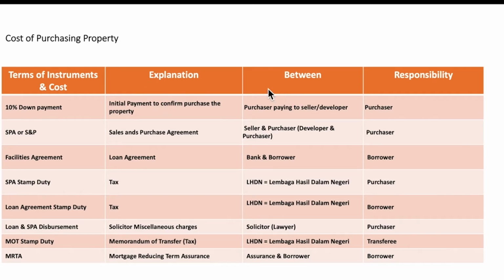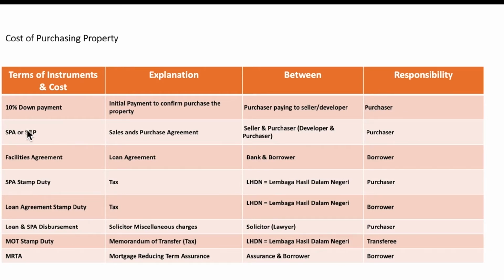This is paid by the purchaser to the seller or to the developer. It depends on whether you buy on the sub-sales or secondary market, or buy from the primary market directly from the developer. So the 10% down payment is paid to the seller or the developer. Who is responsible for this? Of course, the purchaser, meaning the buyer.